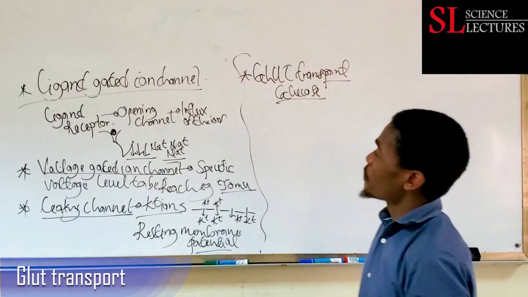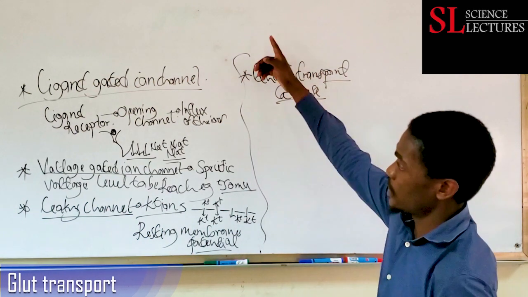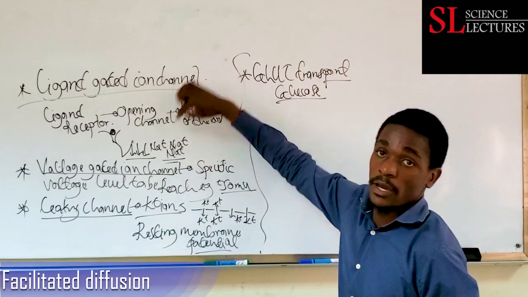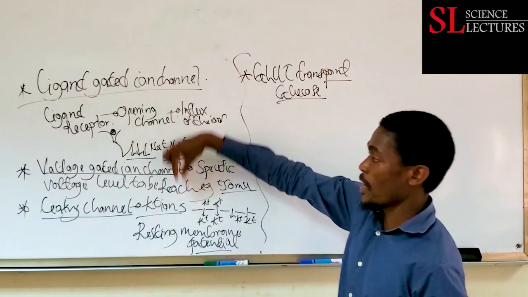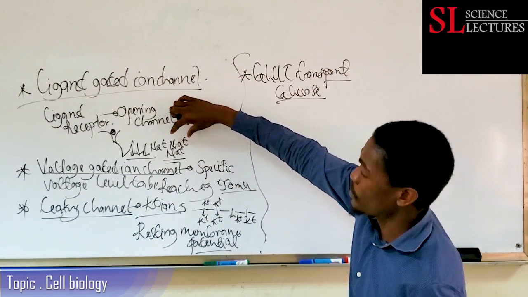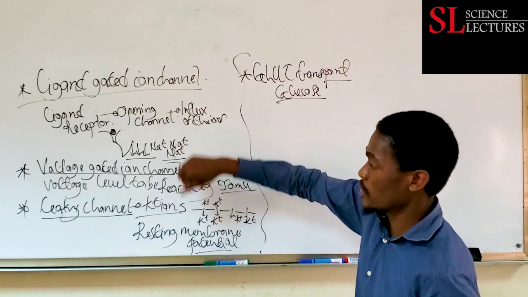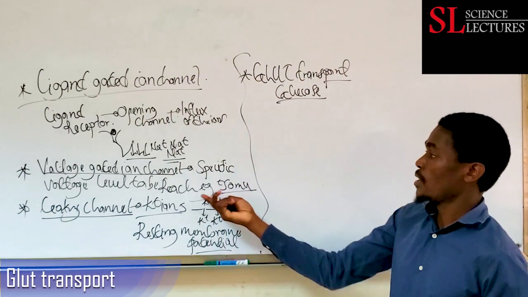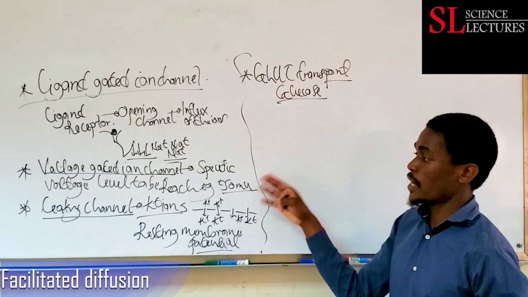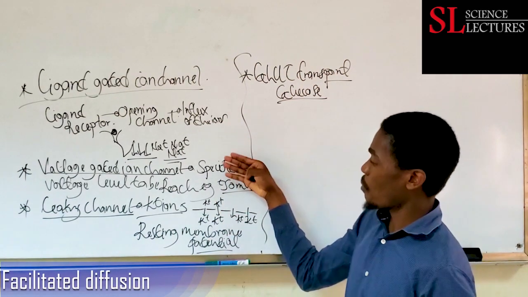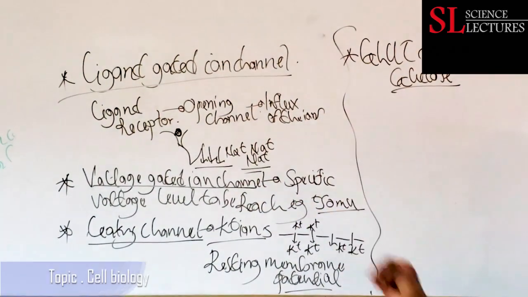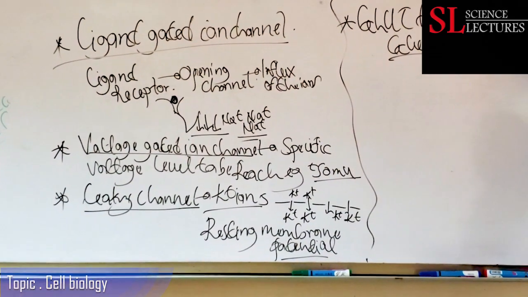But what we should not forget as we proceed with facilitated diffusion is that all these molecules are being transported from where they are in a high concentration to where they are in a low concentration. So in a ligand-gated ion channel, sodium is moving from where it is in a high concentration to a low concentration. In a voltage-gated ion channel, if we have sodium or calcium, it will also move from high concentration to low concentration. The same applies to the leaky channel and the glucose transporter.